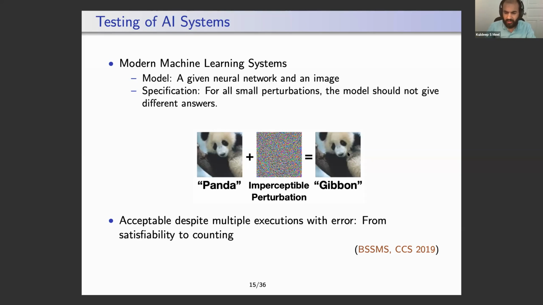This is what we did in our paper last year: we showed that the problem of computing how many such small perturbations can trick the network into making an error reduces to the problem of counting.